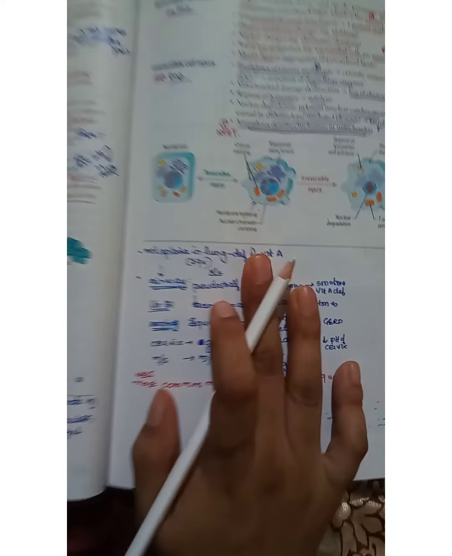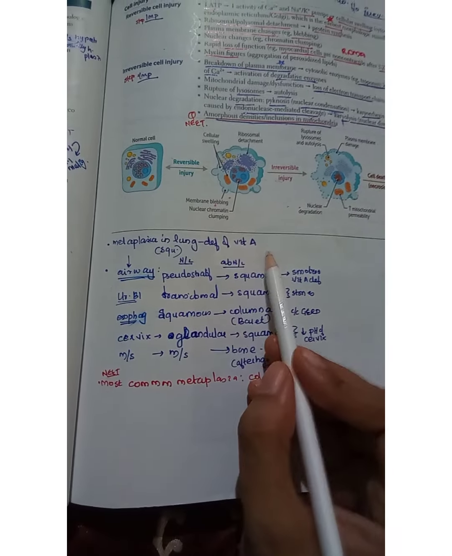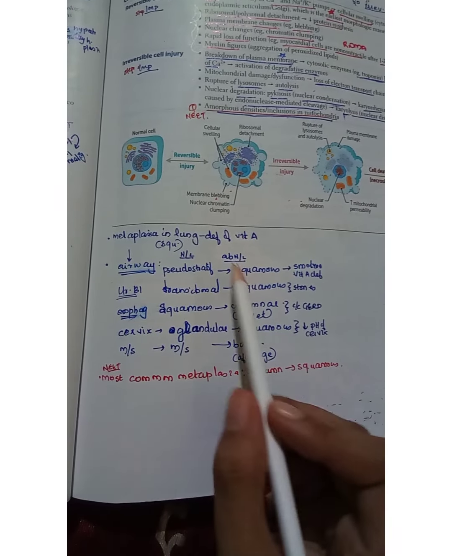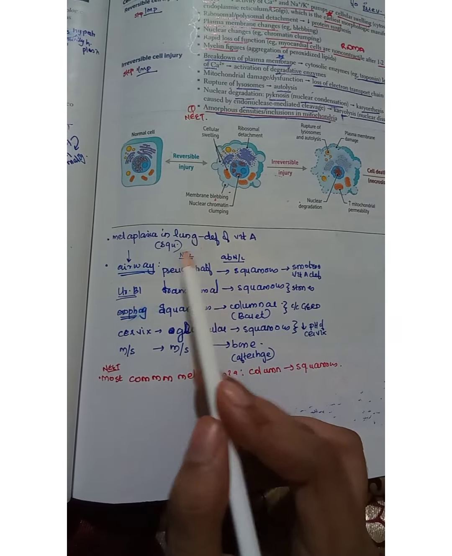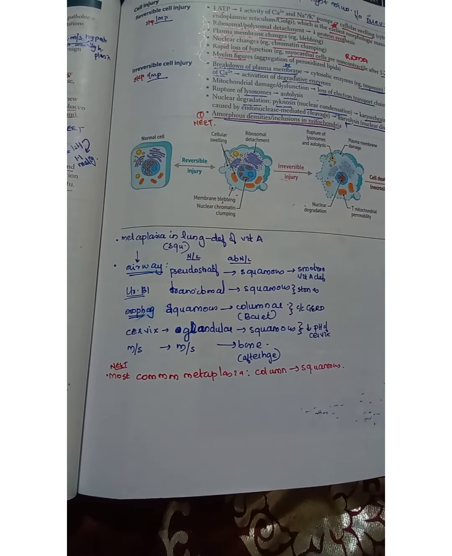Okay, then metaplasia in the lung can occur due to deficiency of vitamin A. We know that in lungs there can be metaplasia, and metaplasia in the lung, that is squamous, is occurring due to deficiency of vitamin A.